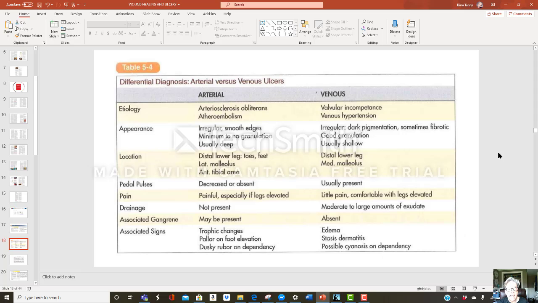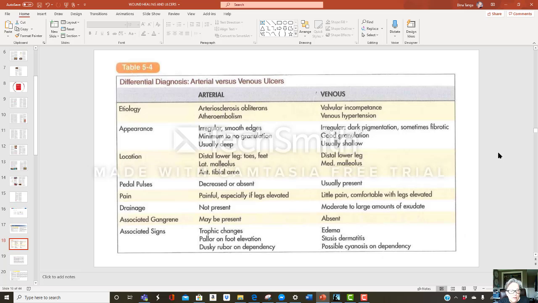So we can say the A in arterial represents the A in painful. And then in venous, little pain, uncomfortable when legs are elevated. So uncomfortable when legs are elevated is the venous.